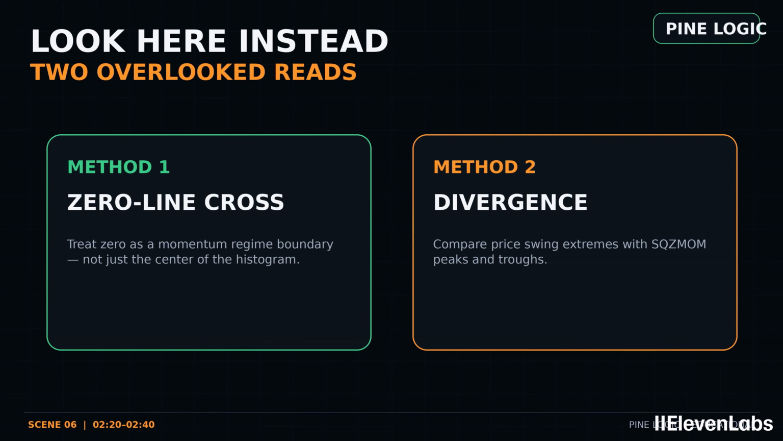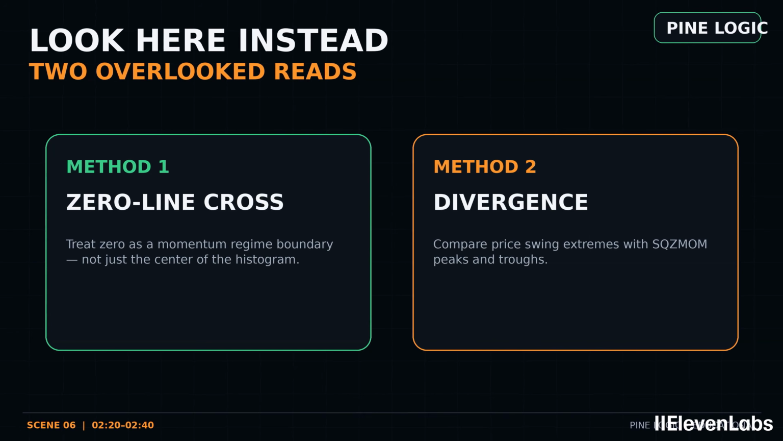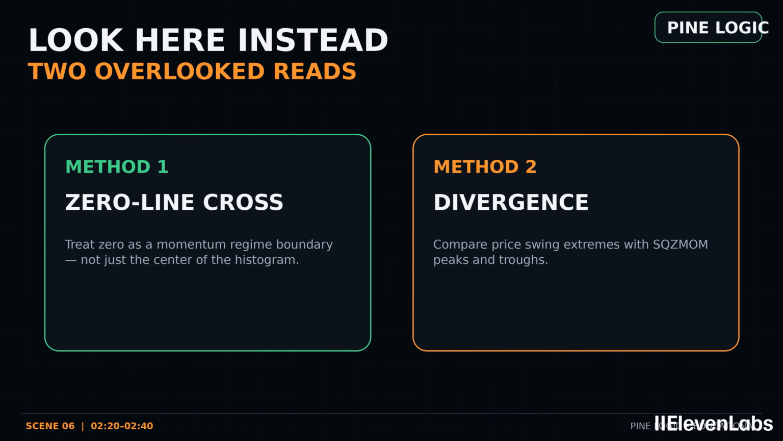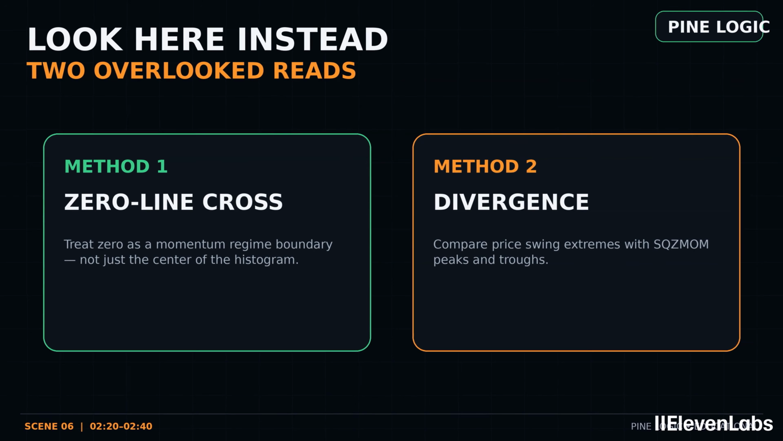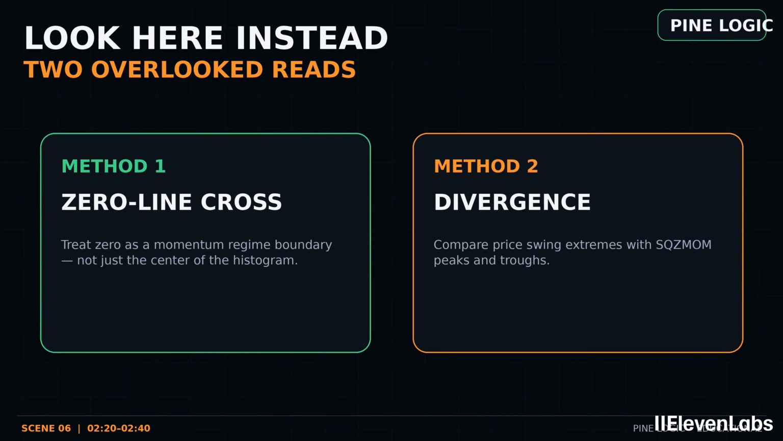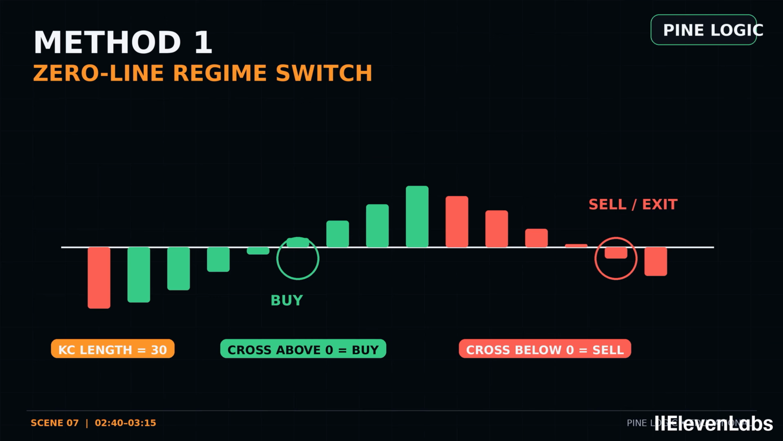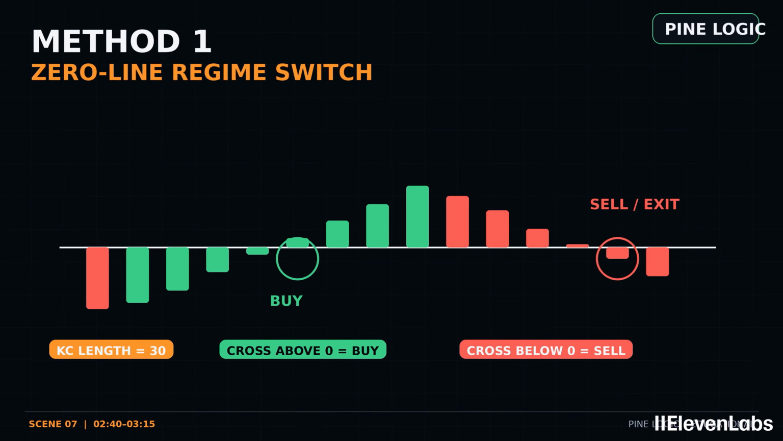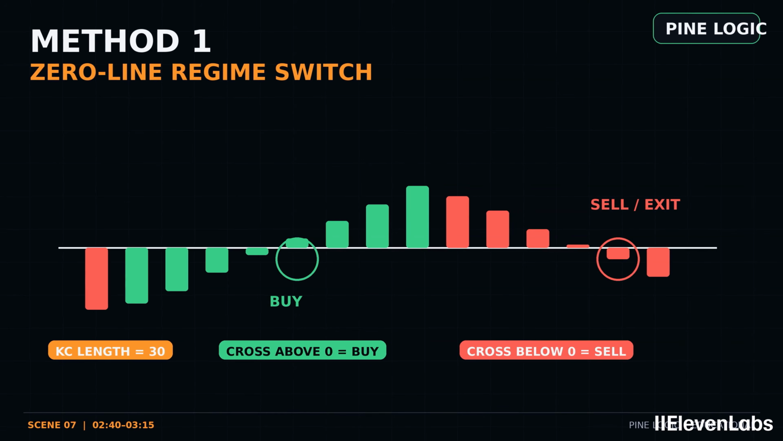When the squeeze momentum value crosses from below zero to above zero, that is the buy signal. When it crosses from above zero to below zero, that is the sell or long exit signal. We do not care whether one individual bar just changed from red to green. We are waiting for the entire momentum calculation to move from one side of equilibrium to the other.